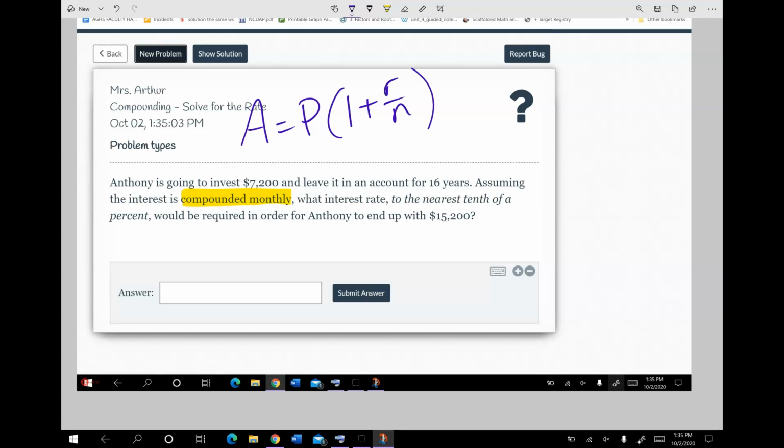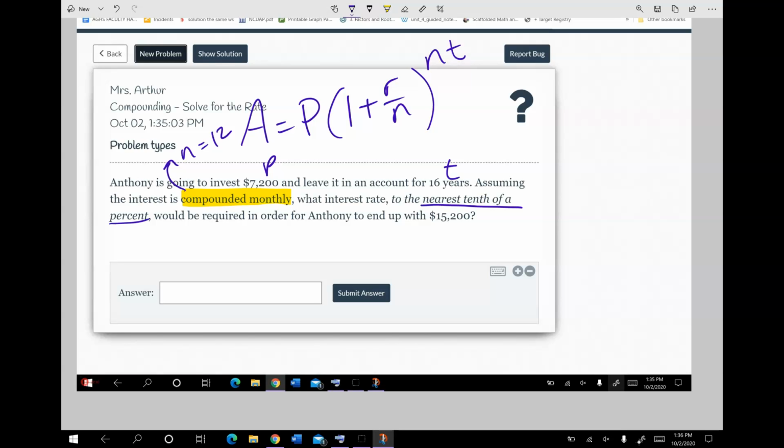Compounded monthly, that chooses my equation, and it's going to be A equals P times (1 plus R over N) to the NT. Okay? Anthony's going to invest, that's my P. 16 years is my T. Compounded monthly, how many months are in a year? 12. Nearest tenth of a percent, so again, we're going to have to convert to a percent, then round.